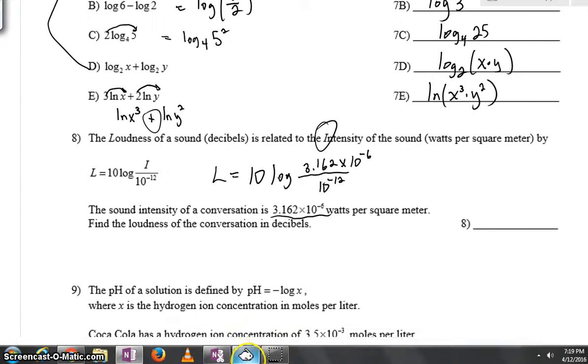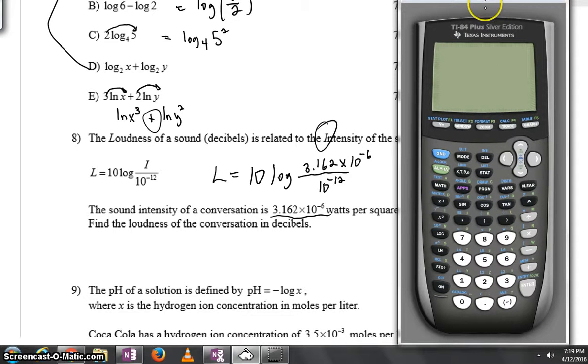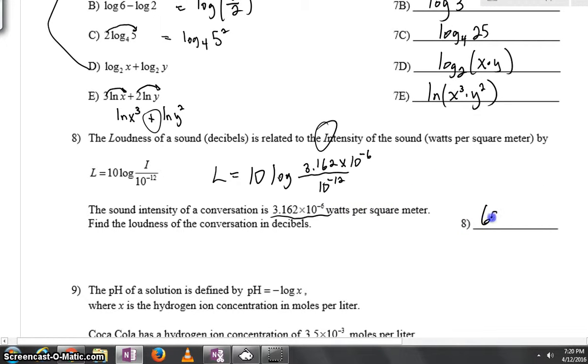At this point, let's go ahead and just get this typed in. We'll type 10 log. I'm going to hit alpha y equals, and then we'll type 3.162 times 10, raise that up to the negative 6th power, bring this down, and we'll have 10, raise that up to the negative 12. Could close your parenthesis if you'd like. You'd see it's about 65 decibels. 64.999.